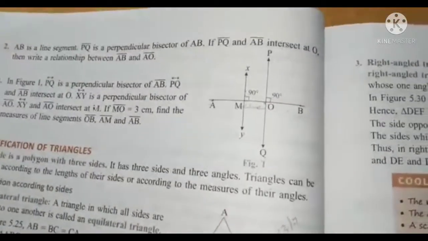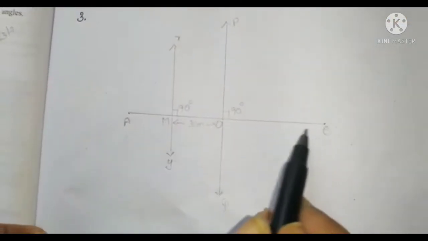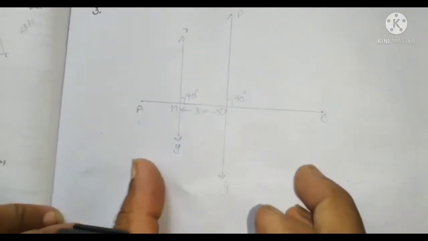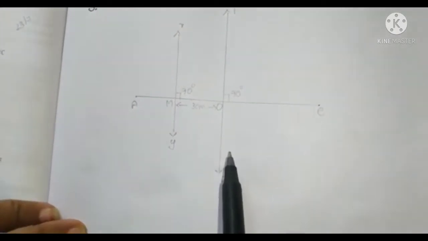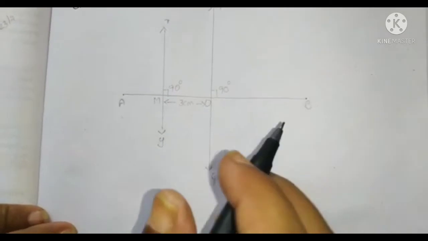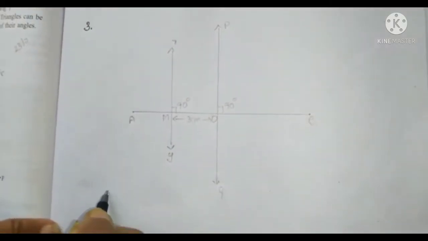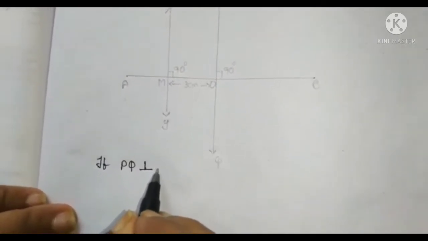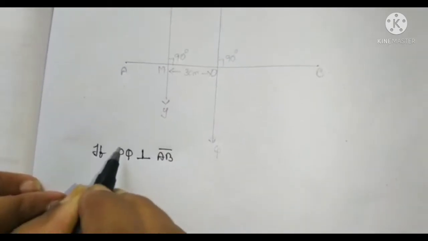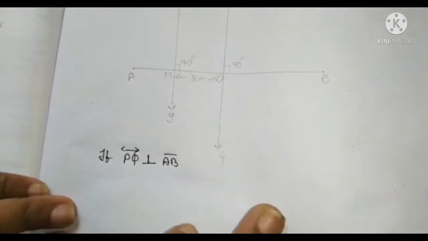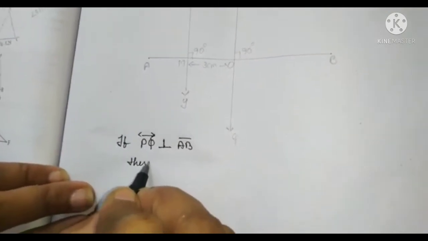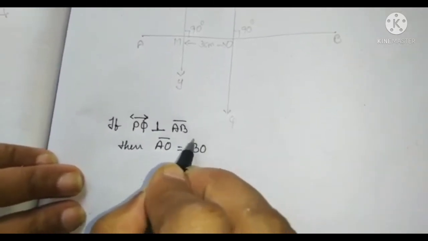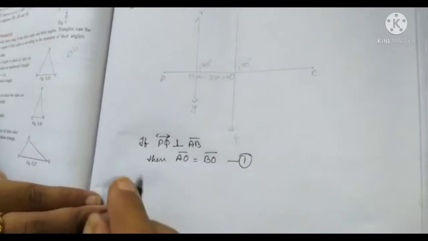Now see here. AB is a line segment. PQ is a line. It divides AB into two equal parts. That's why PQ is a perpendicular bisector. Perpendicular bisector means OA equals OB. If PQ is the perpendicular bisector of AB, where AB is a line segment and PQ is a line, then AO equals BO. So equation number 1.